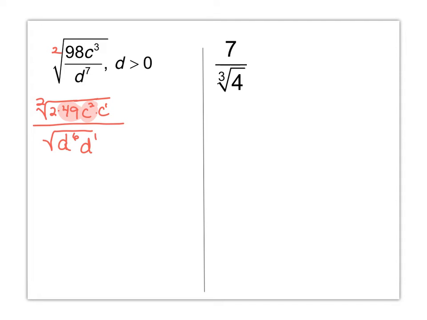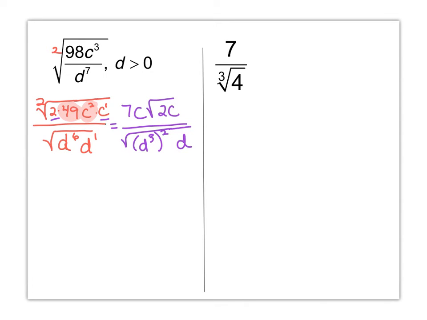Let's continue to simplify here. The numerator can be simplified: the square root of 49 can come out as a 7 in front, and the square root of c squared can come out as a c in front, and in the square root of 2c, the 2 is not part of a perfect square, and this c to the 1st power is also not part of a perfect square. In the denominator, this d to the 6th can be written as d to the 3rd to the 2nd power, so that's a perfect square, and then we have this d.